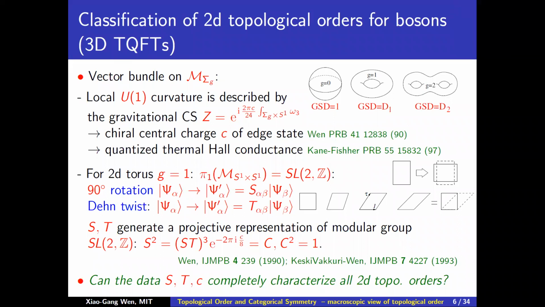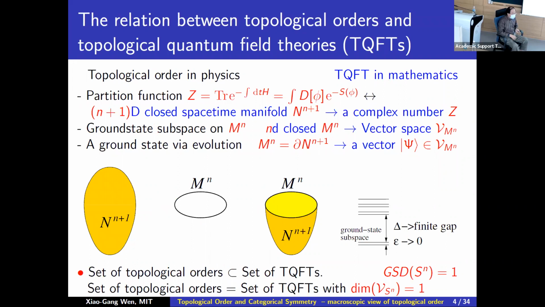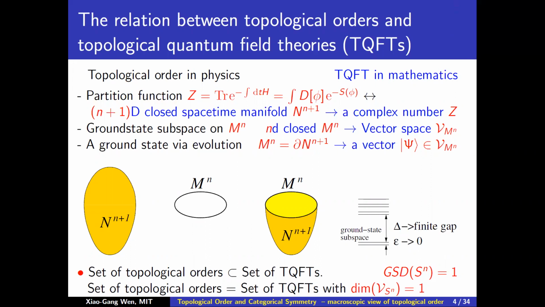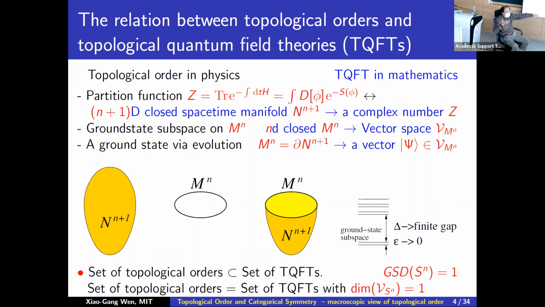Here I just want to say that there's a relation between topological order and topological quantum field theory. What is a topological quantum field theory? In a closed space-time, you get a number, that's a partition function. On a space, you get a vector space. If the m-dimensional space is the boundary of a space-time, you get a particular vector in this vector space. From the topological order point of view, the space-time gives the total partition function, and the vector space on the space is the subspace of degenerate ground states. Here we have a particular evolution, some big bang, evolving into this space, and you end up with a particular ground state in the ground state space. So all these are related. Any questions?